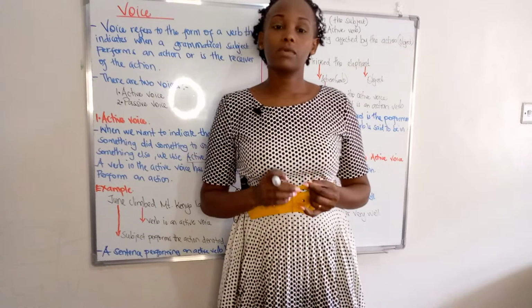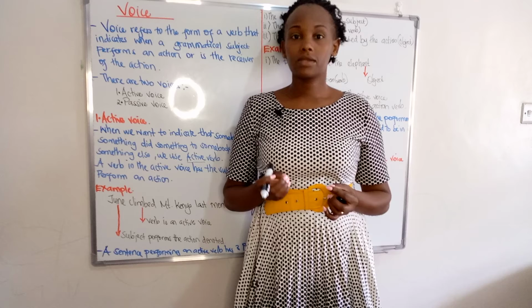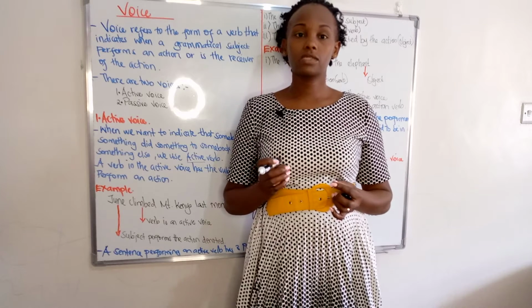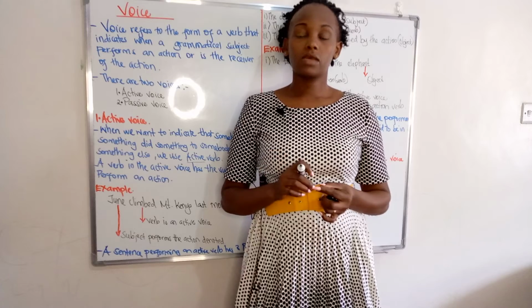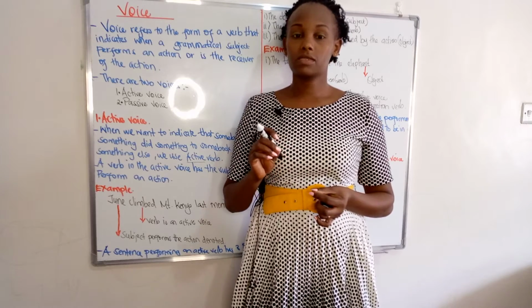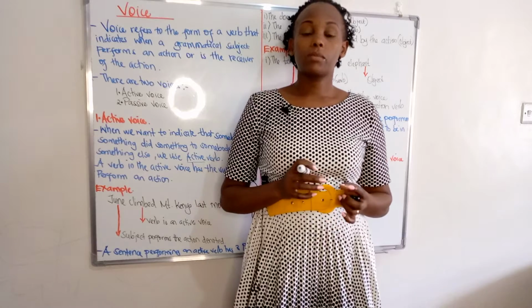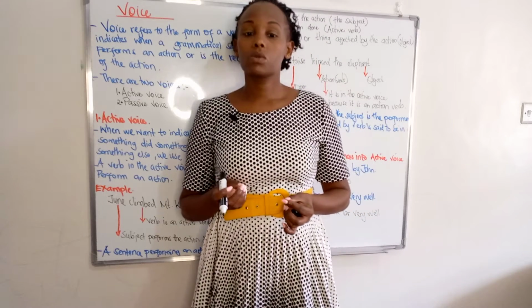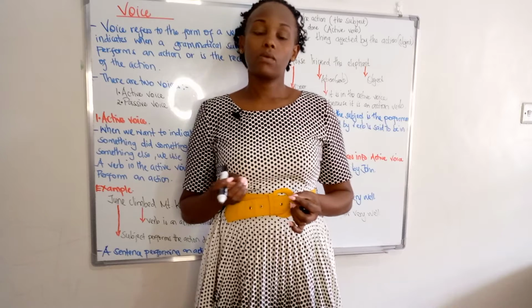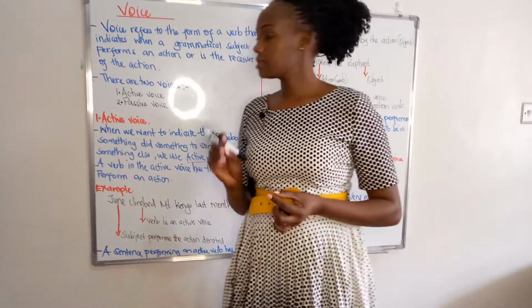Another example in the past tense could be something like: the president released the prisoners. You will notice that the verb released is in the past tense, so that sentence appears in the past tense, but it is in the active voice. Another example in the simple present tense: the farmer grows flowers. Here, grows is in the simple present tense.